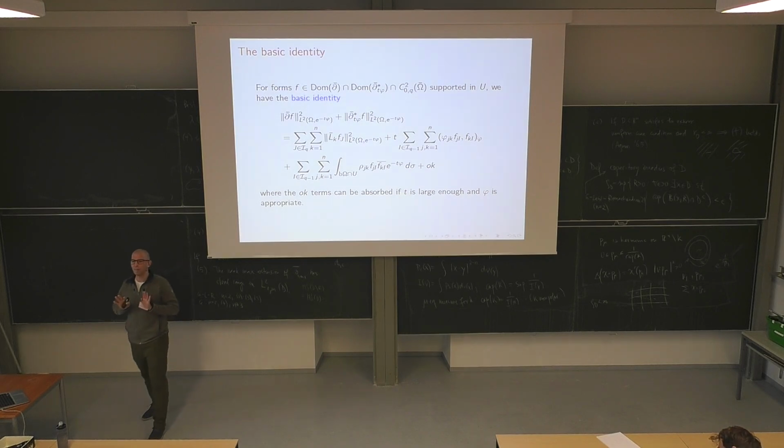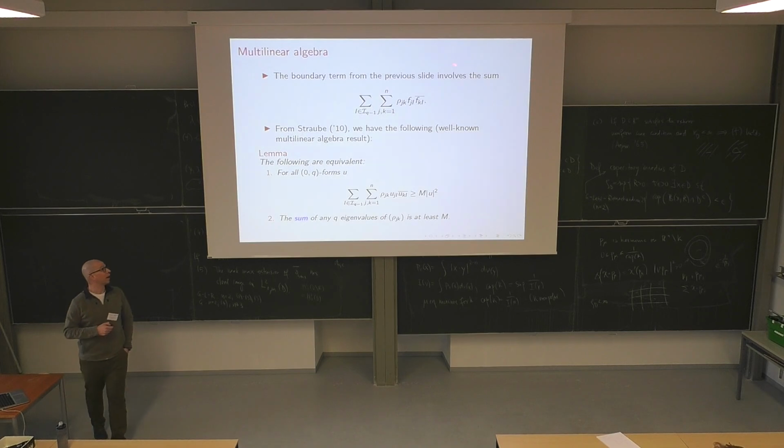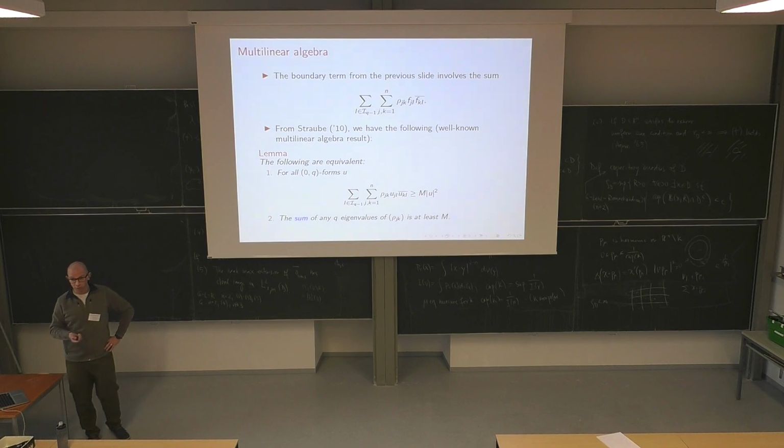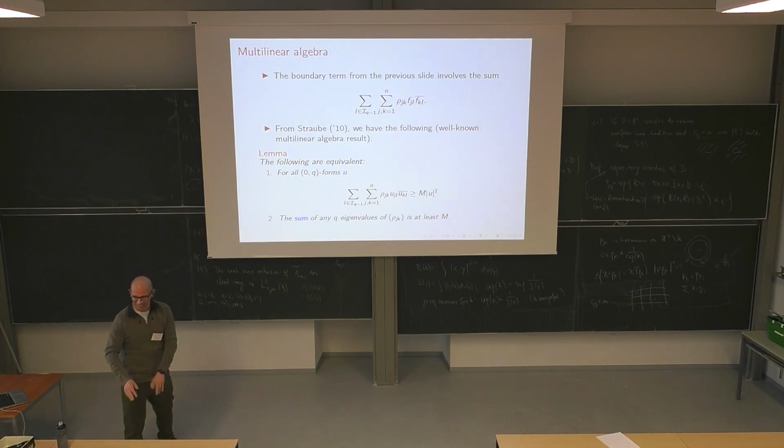What I'm really most interested in is the main terms here. If we go back and look, let's just pick one of these terms and understand it. So the boundary term from the previous slide, this is the sum we're looking at. But if you look at some multilinear algebra, like you can find in Emil's book, this sum... that's the reference for this formulation.